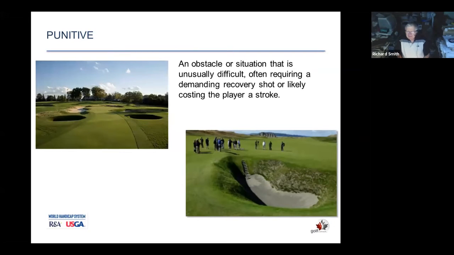What we think of as punitive obstacles, ones that are unusually difficult. In the top left, the photo looks like a very, very narrow fairway with a whole bunch of bunkers, some of them pot bunkers along each side. That would be a punitive situation. And in the lower right, the bunker so deep that you need steps to go down into it and out of it. That would, of course, be a very punitive bunker.